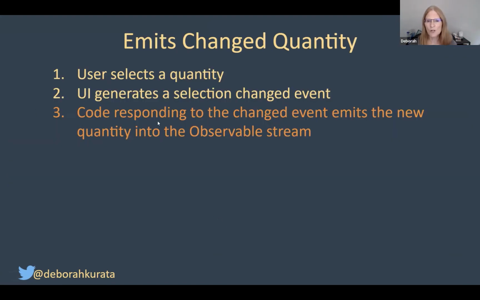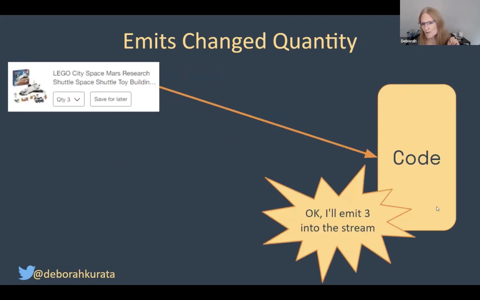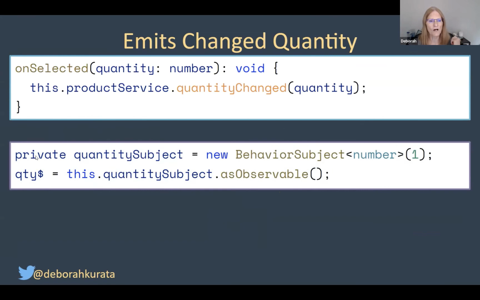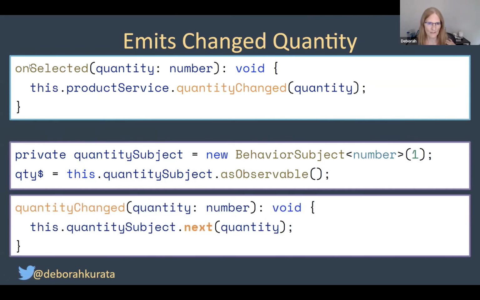Our third step is our code responds to the changed event. Our code responding to the changed event emits the new quantity into the observable stream. So the code then says, okay, I saw that the UI changed. I'm going to now emit 3 into the stream. So here again is my onSelected method in my component. It's calling my service. Here again is my behavior subject in my service. It's purple. And here is the quantity change. So my component is calling my service and nexting out that quantity.